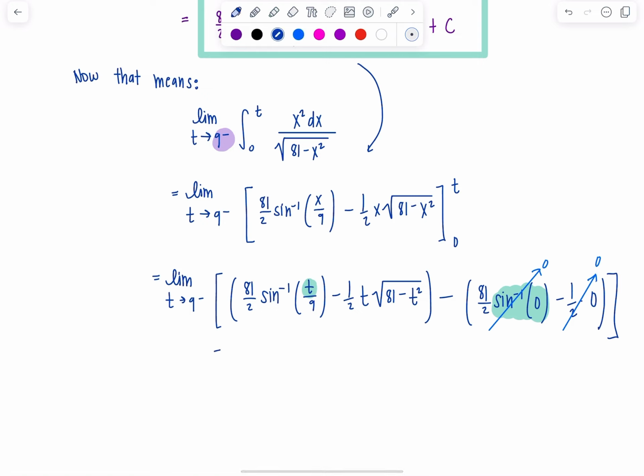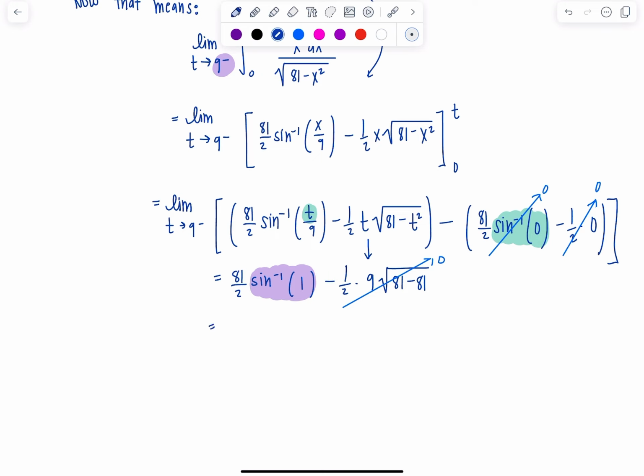This is going to give me 81 over 2 sine inverse of 1 minus 1/2 times, and then again, t is approaching 9 from the left, so this would be 9 rad 81 minus 81. So this all goes to 0. Goodbye. I'm not writing lim anymore because there's no more t's in the problem. Do you see that? And then now think back, what's sine inverse of 1? When is sine equal to 1? When is the y-coordinate 1 on your unit circle? Y at pi over 2, Professor V.